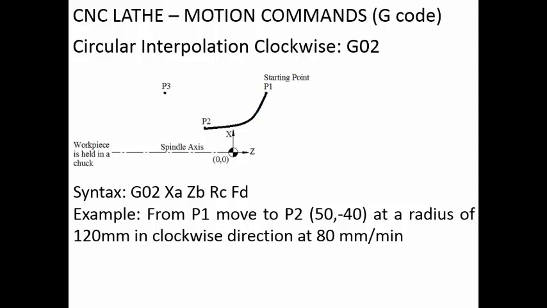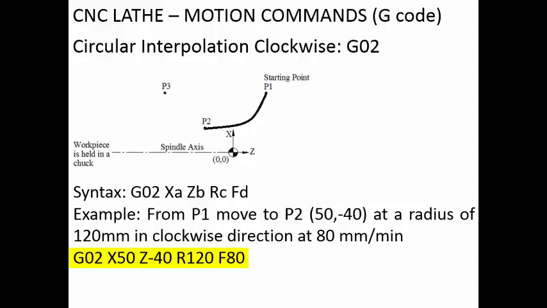So what are the values that we have to input? So it will be G02. X coordinate of the end point is 50 millimeter, that is X 50. Z coordinate is minus 40 here, so we will write Z minus 40. The radius of the curve is 120, so we will write R 120, and the feed rate is 80, so F 80. So these many values we have to give.